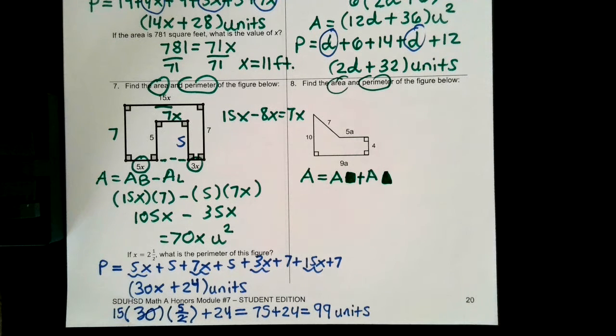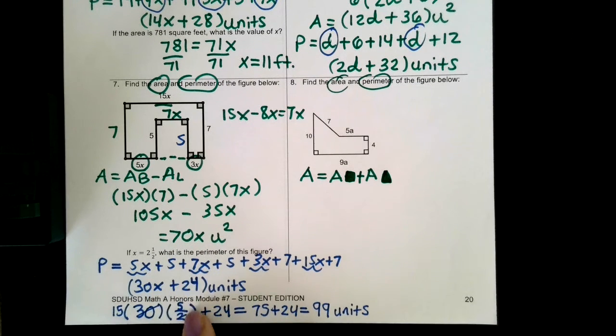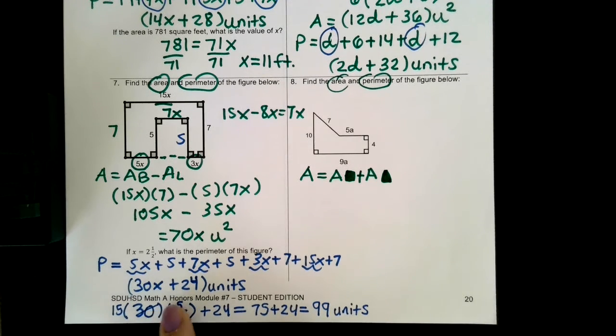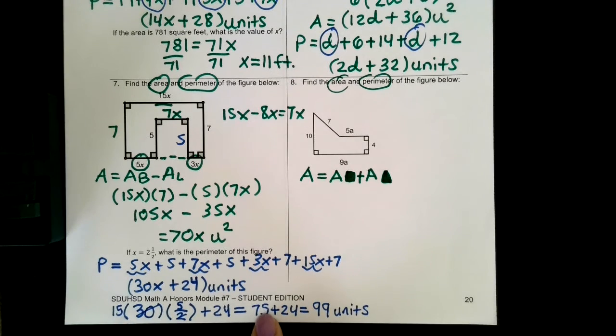So picking up where we left off on number 7, we were finding the perimeter of the irregular shape. We found 30x plus 24. In order to find out what the perimeter of this figure is if x equals 2.5, I plugged 2.5 into my expression. 2.5 is also 5 over 2. So 30 divided by 2 is 15, and 15 times 5 is 75. So I added 75 plus 24 to get 99 units.